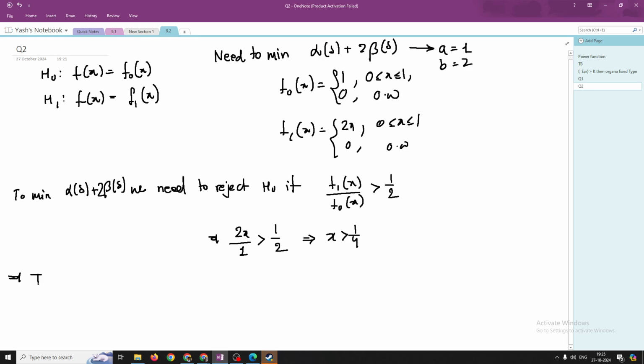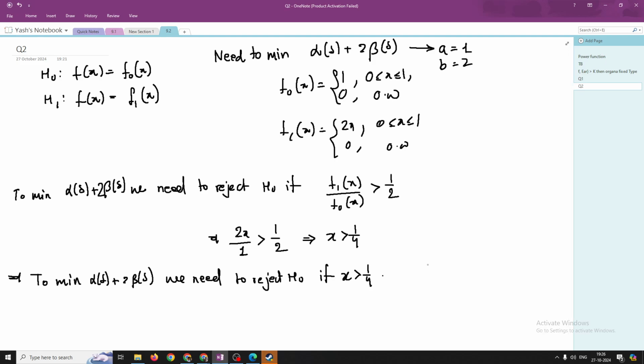That is greater than half, which implies x should be greater than 1 by 4. Which means to minimize this particular linear combination of errors, we need to reject H naught if the observed x is greater than 1 by 4. So if we observe a value of x which is, let's say, 1, I reject my H naught. If it is, let's say, 0.1, then we do not reject H naught. So this answers our first question: what should be our test rule to minimize this?